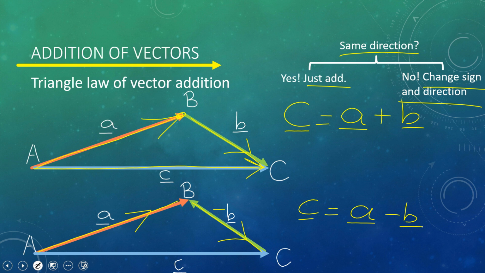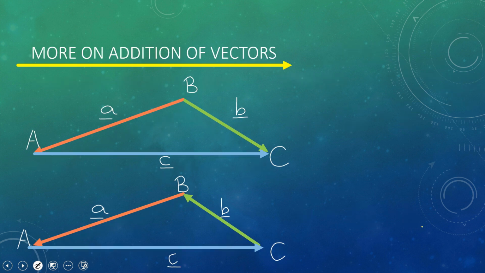Moving on, here's more on addition of vectors. Here are the two other variants that you can have for the same example. If you want to go from A to C again, unlike the previous two cases, A now acts in the opposite direction. So to have A to B, we will have minus A. So C is equal to minus A plus B, because B acts in the required direction. Okay, so it acts in this direction.